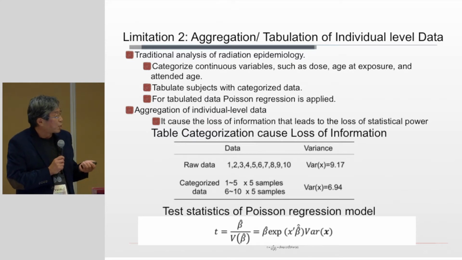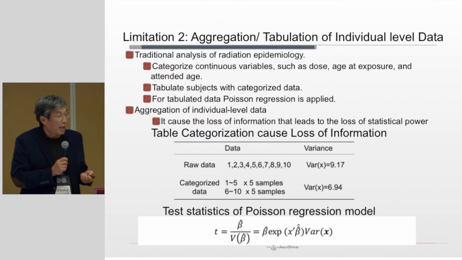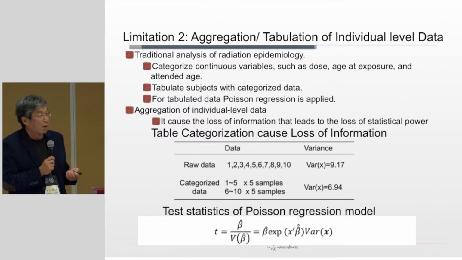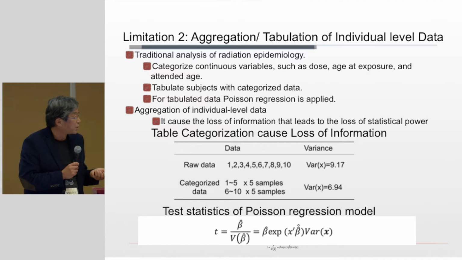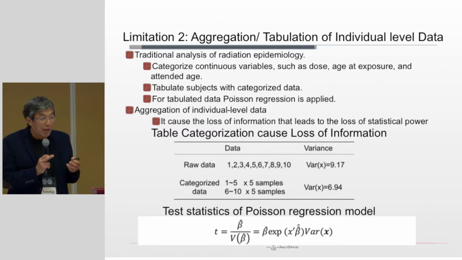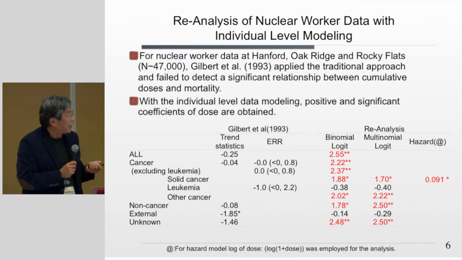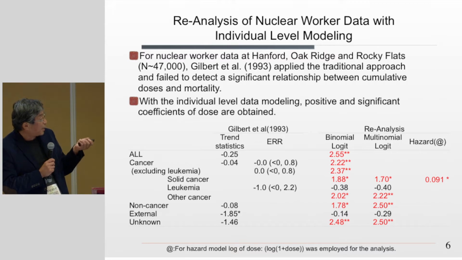Such kind of aggregation and tabulation cause loss of information and loss of statistical power. Unfortunately, individual level data of airborne survivors is not released. So I looked for individual level data, and I found DOE released many nuclear worker data. So I reanalyzed pooled analysis data, that's pooled Hanford, Oak Ridge and Rocky Flats data.